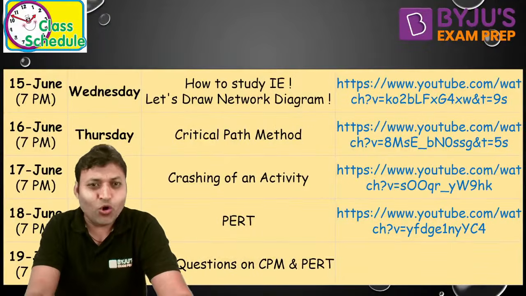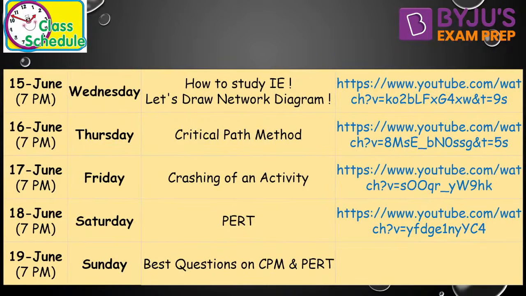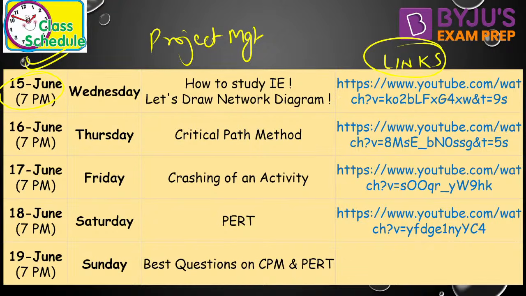So those who have missed our previous session, this is my complete class schedule for this series, that is project management. We started on the 15th. If you have missed those classes, I have mentioned the links for those classes also. The first class was all about the network diagram, and then we talked about the critical path method, then the crashing of an activity, and today we will discuss PERT analysis.